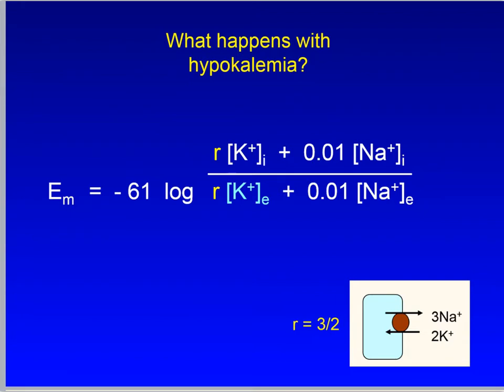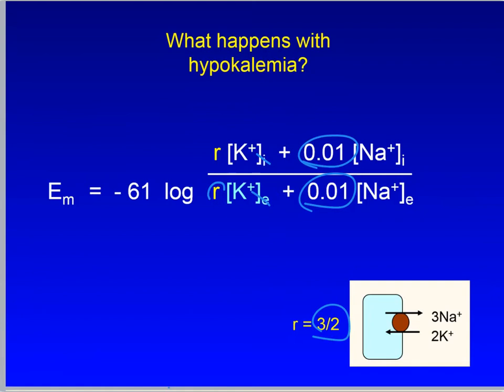Note that in the resting membrane potential equation, the magnitude of the membrane potential is determined largely by intracellular and extracellular potassium concentrations, which are each multiplied by R. In contrast, the coefficient for the sodium concentrations is only 0.01, so sodium contributes very little to the value of the log term. The ratio of intracellular to extracellular potassium also has an important effect on membrane potential.